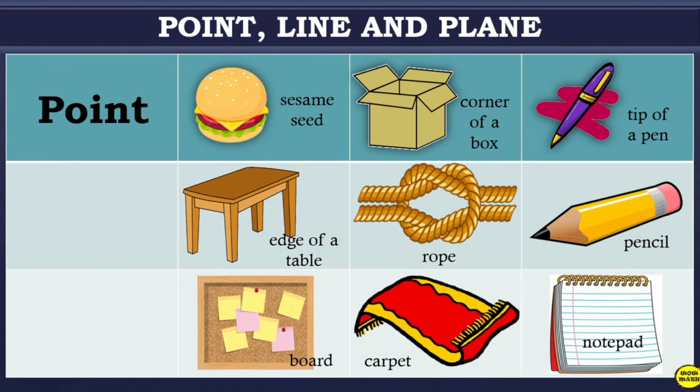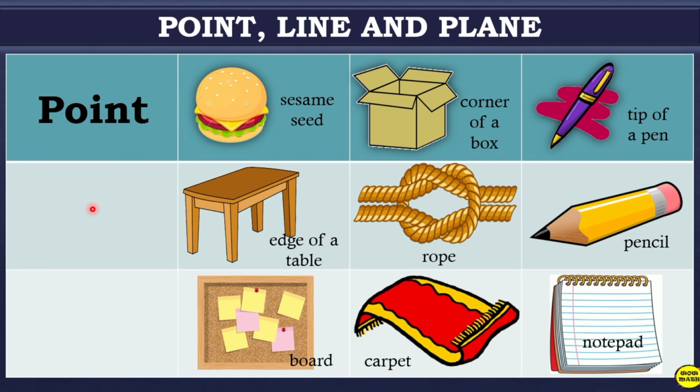These are the representations of a point. A sesame seed is a representation of a point. The corner, meaning the corner of a box, is also a representation of a point. And also the tip of a pen. When we say tip, it is this. So this is the tip, and this is also a representation of a point.